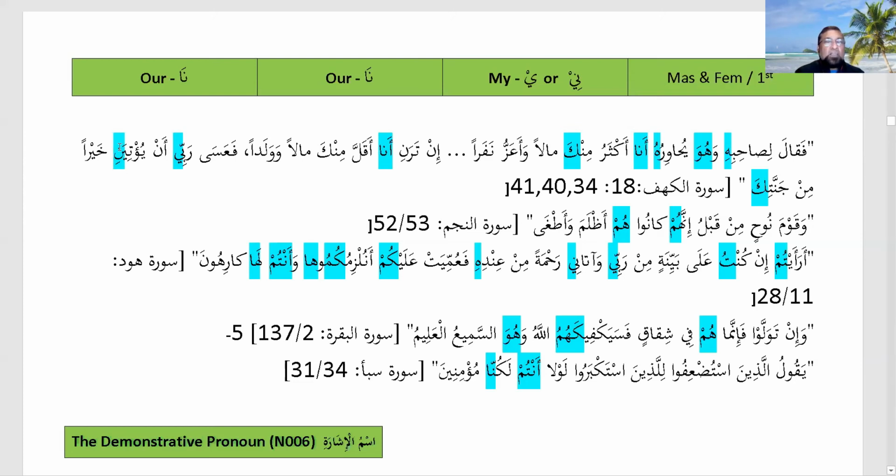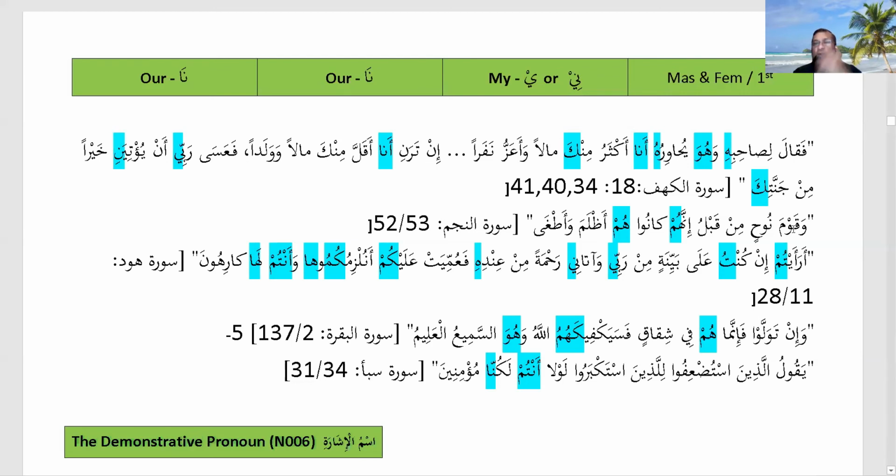And this occurs a lot in Quran, by the way, that the ya of the mutakallim, the first person speaker, would be eliminated. It is possible that my Lord would give me better than your gardens. Jannatika, your gardens.